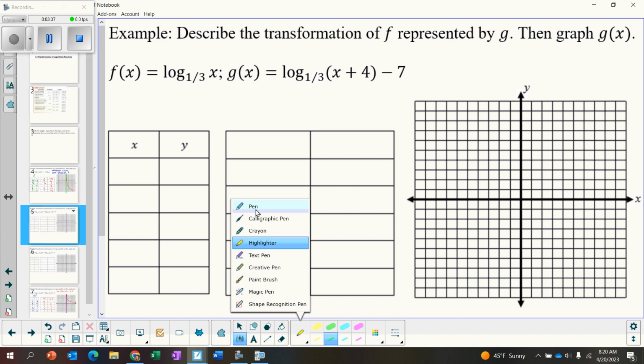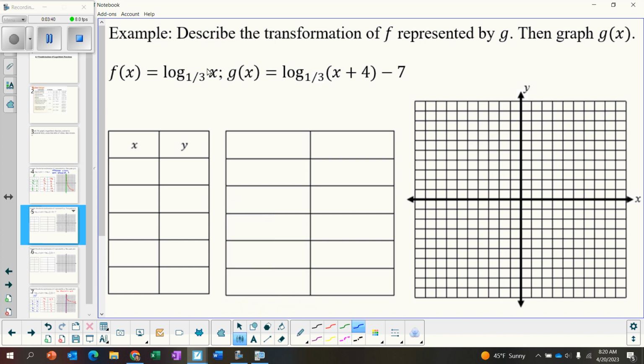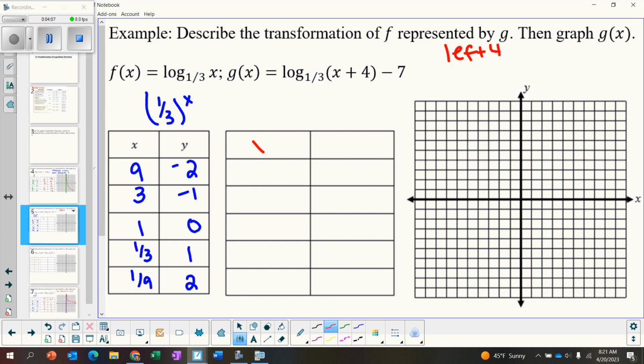My base is going to be 1/3 to the x, but flipped. So we'll put negative 2, negative 1, 0, 1, 2. 1/3 squared is 1/9. Flip that is 9. 1/3 to the first is 1/3. Flip that is 3. And anything to the 0 is 1. So the things that are happening here are in the x plus 4, we're really going left 4 because that's going to be x minus 4 there. And the minus 7 there is going to be down 7. So we're going to have y minus 7.